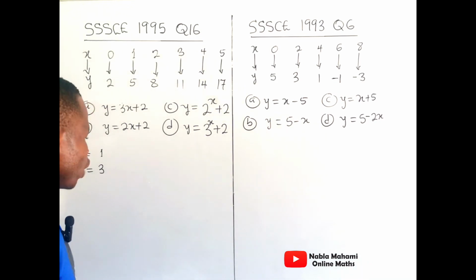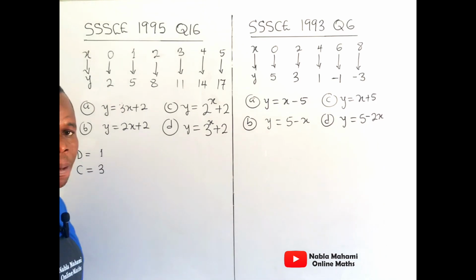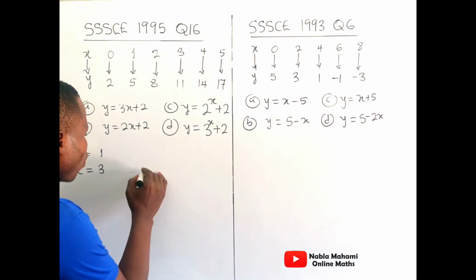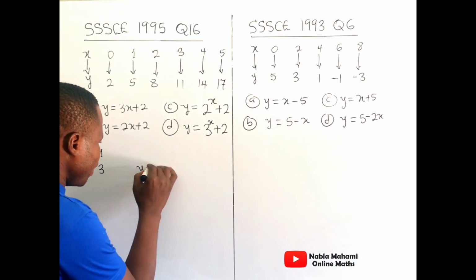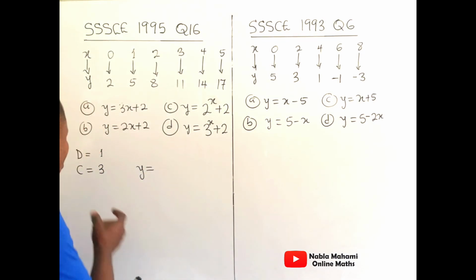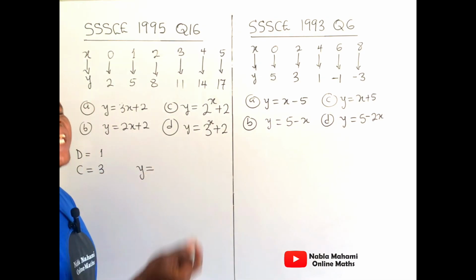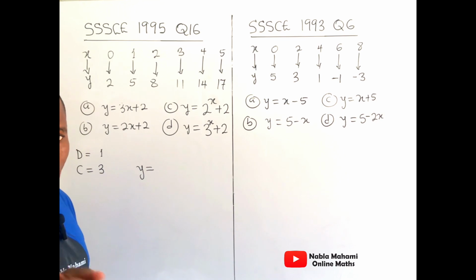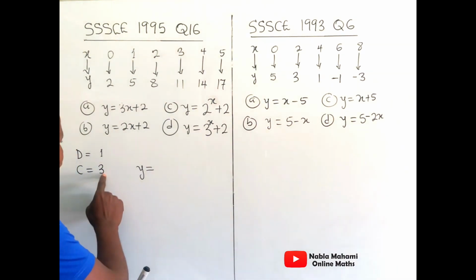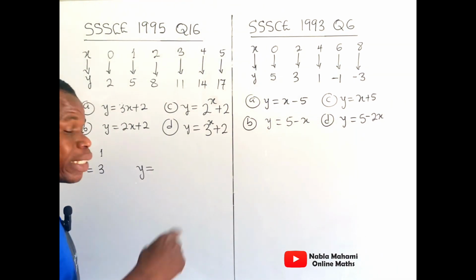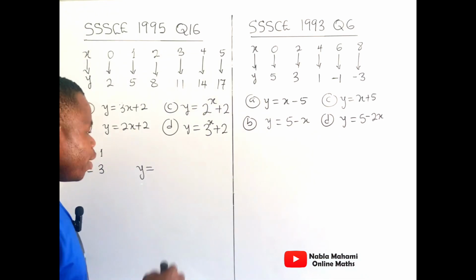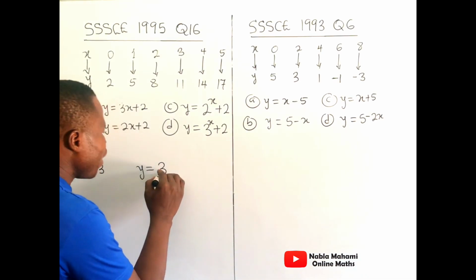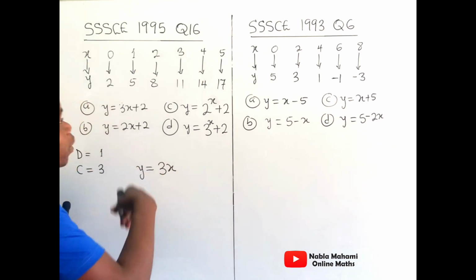So now look at how you get your answer by using these numbers. You start writing your answer this way. Y is equal to, then you take the codomain difference and divide by the domain difference. So in this case, we'll take 3 divided by 1. And 3 divided by 1 is 3. Then you write your 3 down and attach x like this.